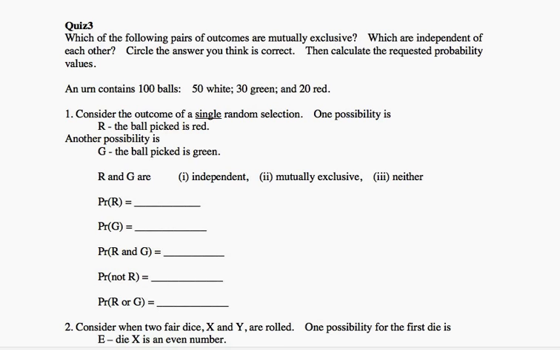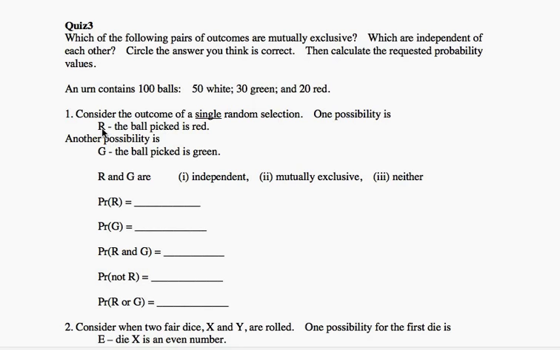So let's start with the first one for those who tried this out. An urn, remember, an urn is just a container. There's 100 balls, 50 are white, 30 are green, 20 red. So that adds up to 100 balls total. You make one single random selection. Think of this like a bingo pot with a bunch of balls in there. You just randomly pick out one.